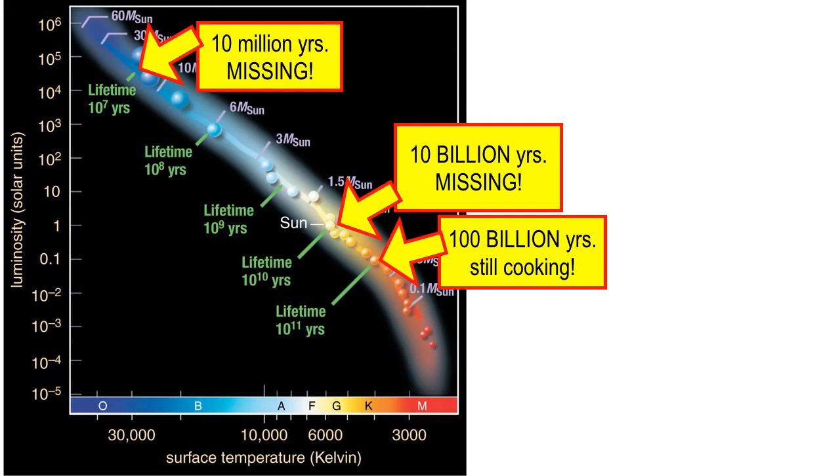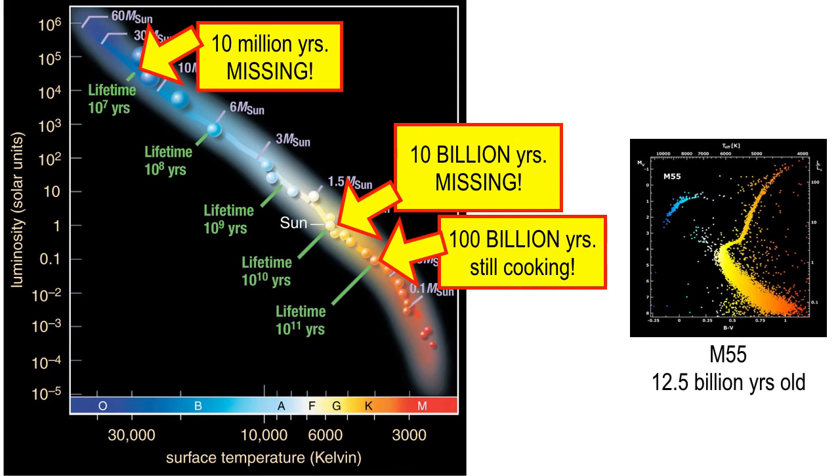There's the theoretical curve for the HR diagram, and a few time stamps up in the blues, down around the sun, then down in the reds, 100 billion years. That stuff is still cooking. Everything else is missing. There's M55.